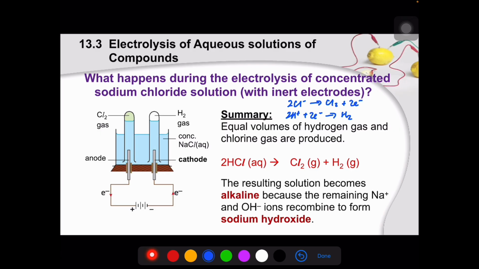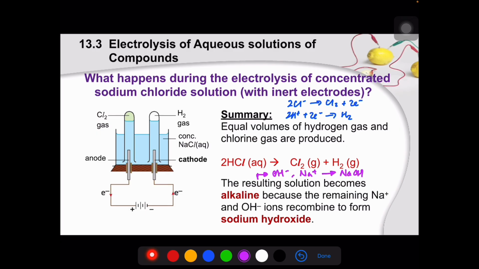The resulting solution is made of what is left behind. The leftover will be hydroxide and Na plus. And when you have hydroxide and Na plus left behind, this means that they will form NaOH. NaOH, we all know that it's an alkaline chemical because it can be associated to form hydroxide ions. So overall, the solution becomes more alkaline. Interesting thing is that if you do this experiment and you put a universal indicator, you can see the solution start to turn color over time.